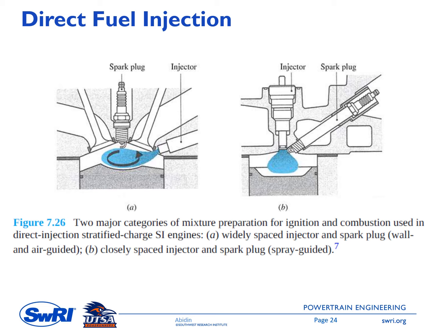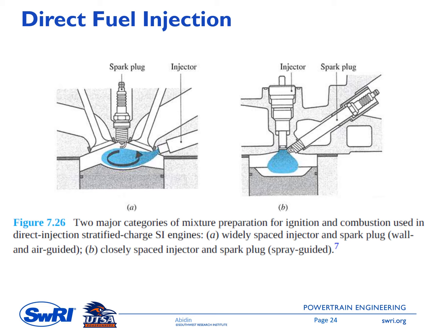For type A, the fuel spray is guided by the wall. You can see here we have a special type of piston crown that will guide the spray and then deflect it, and then it will create a stratified mixture. The spray is also guided by the airflow. The black arrow here shows the airflow pattern.